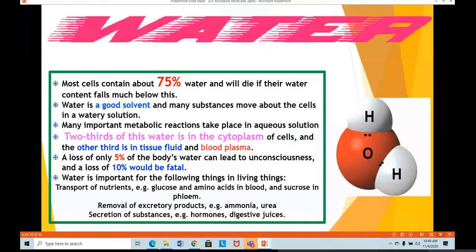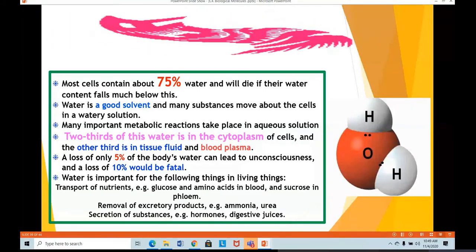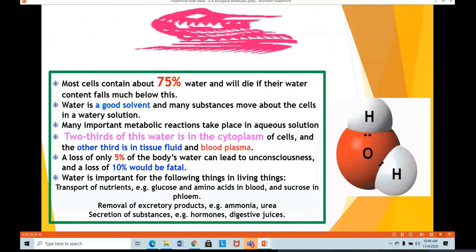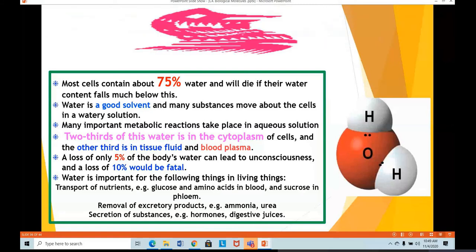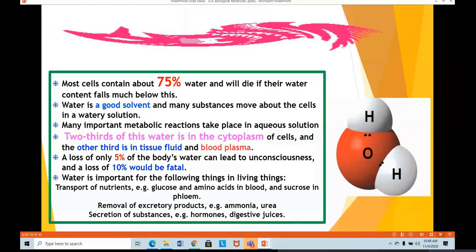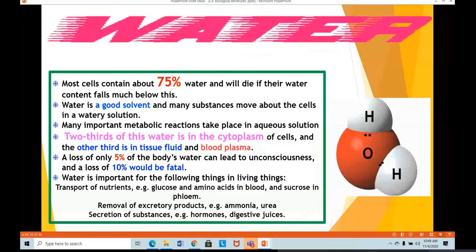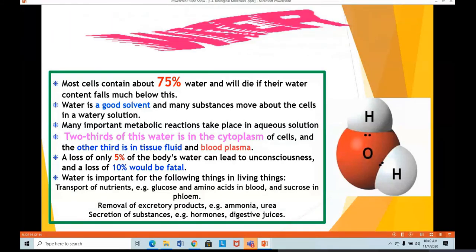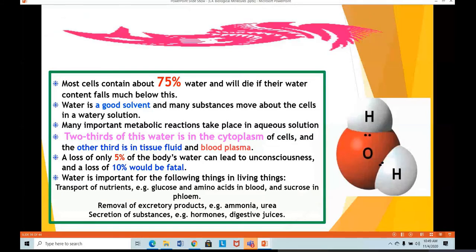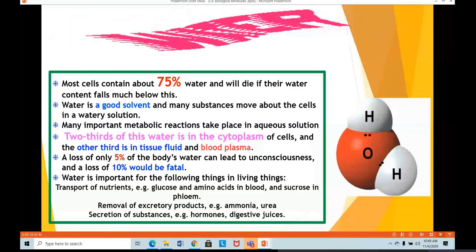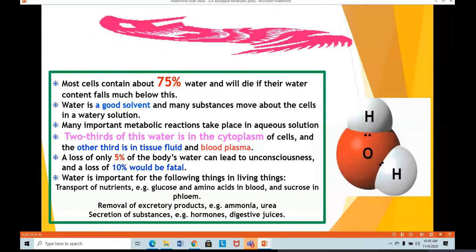We already studied that most of our body is made up of water. 2/3 of the cytoplasm of the cells contains water, and even our blood plasma is largely made up of water. A loss of only 5% of the body's water can lead to unconsciousness, and a loss of 10% would be fatal. That is why dehydration can be very, very dangerous, ladies. Whenever young babies or children, or even adults, have continuous watery diarrhea and vomiting persisting for more than 3 days, you are immediately admitted and given saline, which is glucose.